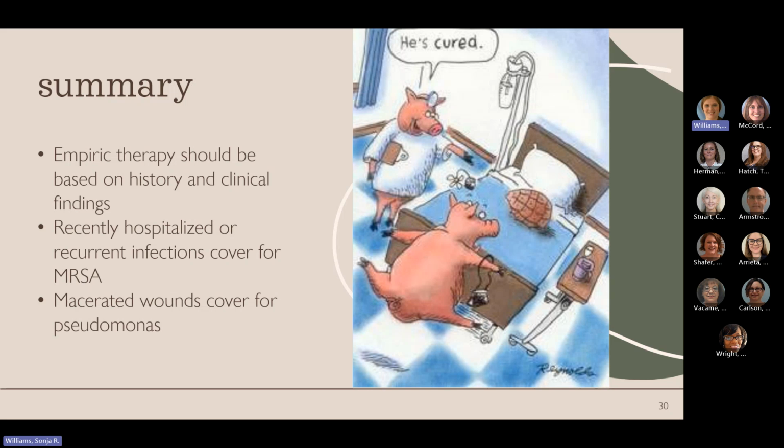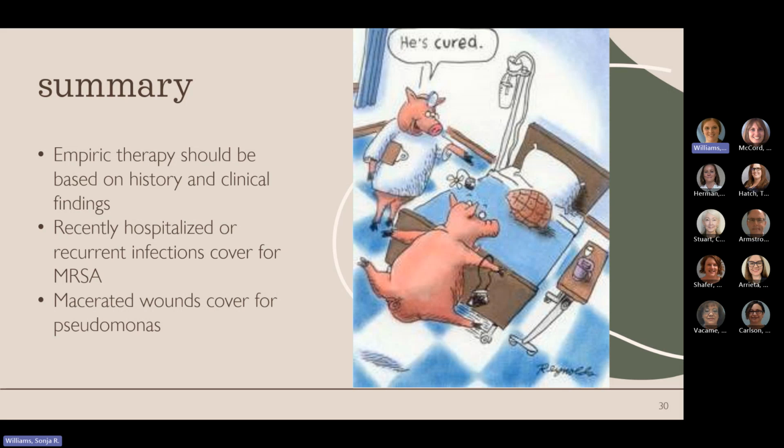So in summary, empiric therapy should be based on history and clinical findings. If a patient has been recently hospitalized or has recurrent infections, include coverage for MRSA. And if the patient has any macerating wounds, you do want to include coverage for pseudomonas, as I feel like this is something that's overlooked quite a bit.